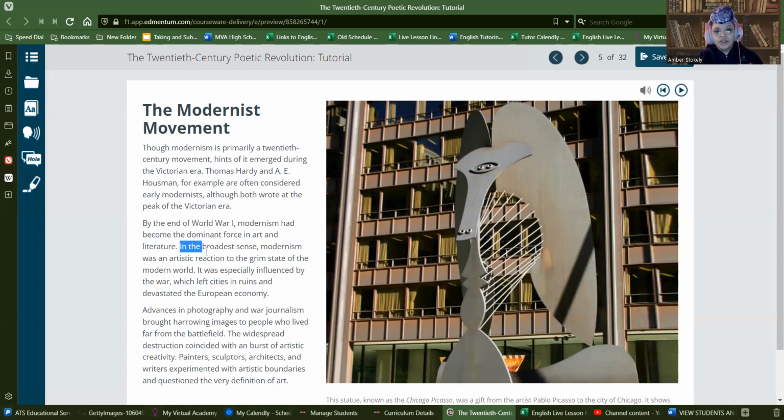So it says here, in the broadest sense, Modernism was an artistic reaction to the grim state of the modern world, which we know because we studied the war literature last lesson. It was especially influenced by the war, which left cities in ruins and devastated the European economy. So they're showing you how this is connected.